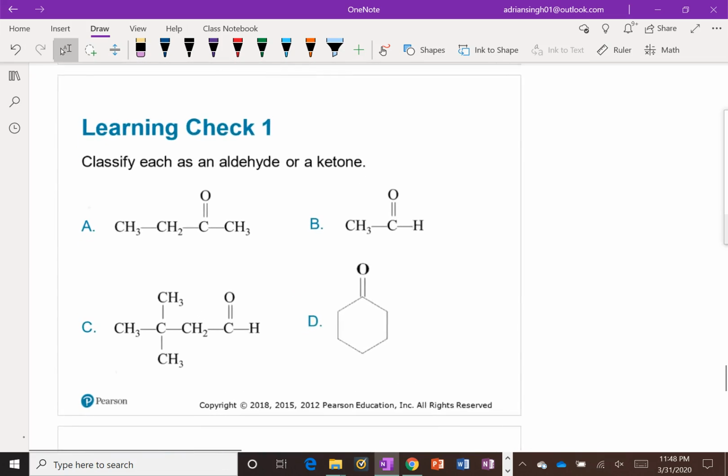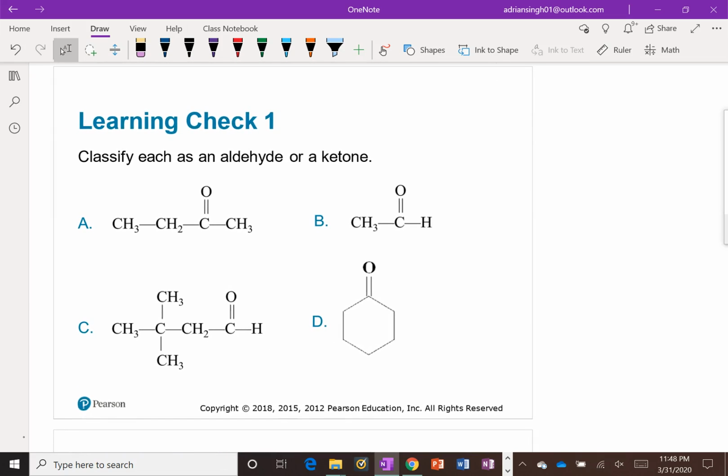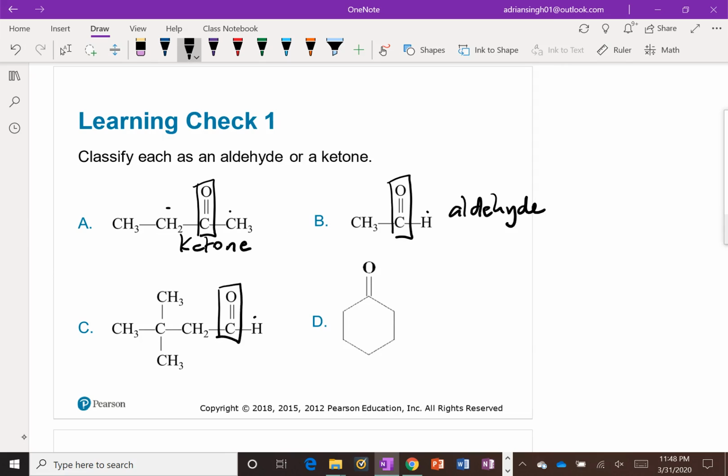All right, so let's quickly take a look at these here to kind of recap. We're going to classify each of these as an aldehyde or a ketone. All right, so for A, there's our carbonyl. It's between 2 carbons, so that would make it a ketone. In B, there's our carbonyl. It's attached to at least one hydrogen. That would make it an aldehyde. In C, there's our carbonyl. It's attached to at least one hydrogen. That would make it an aldehyde. And in D, there's our C double bond O. There's our carbonyl. It's attached to 2 other carbons on either side. That would make it a ketone.